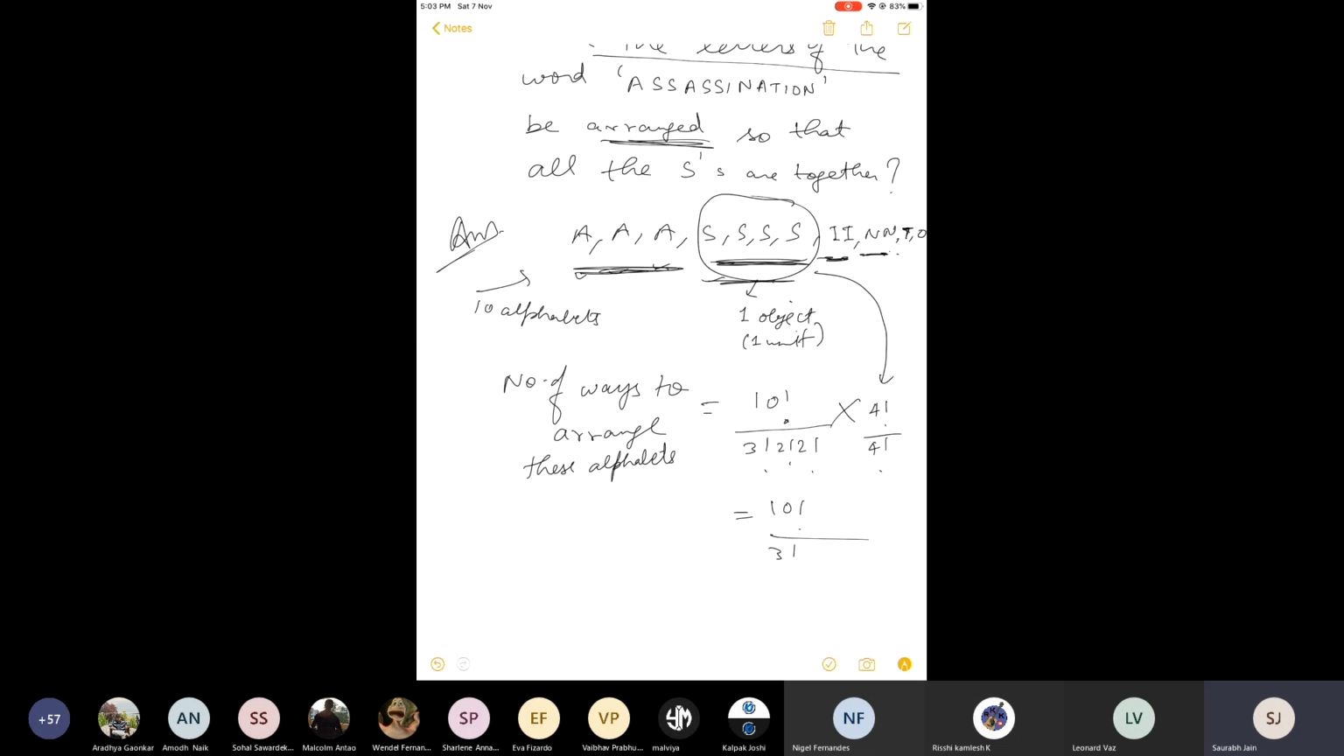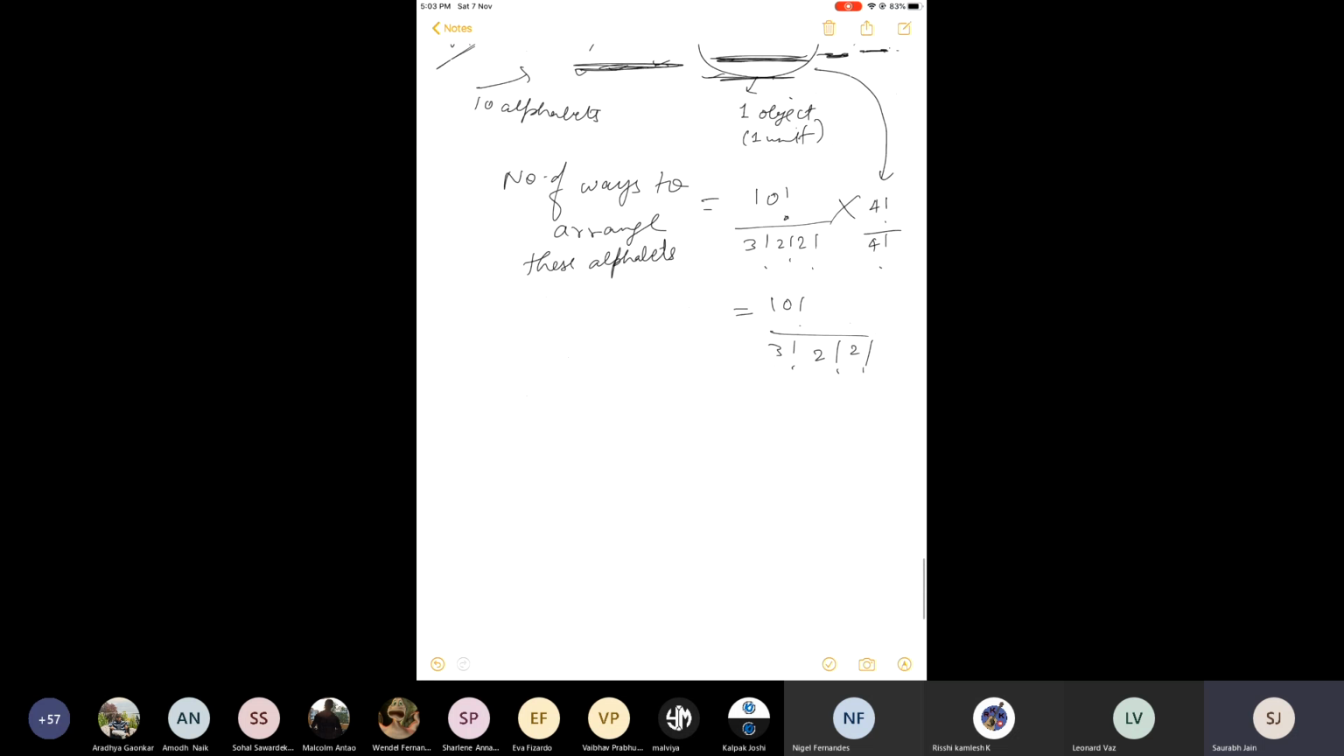10 factorial by 3 factorial, 2 factorial, 2 factorial. This is the answer. I am taking these questions from the miscellaneous exercise of this NCERT only. Okay. Even you can try these questions. They will help you.